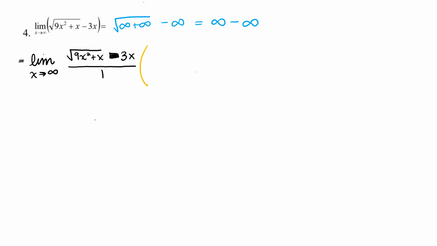So we'll multiply the numerator and denominator by the square root of 9x squared plus x, plus 3x, all over the square root of 9x squared plus x, plus 3x. So we multiplied by the conjugate here.